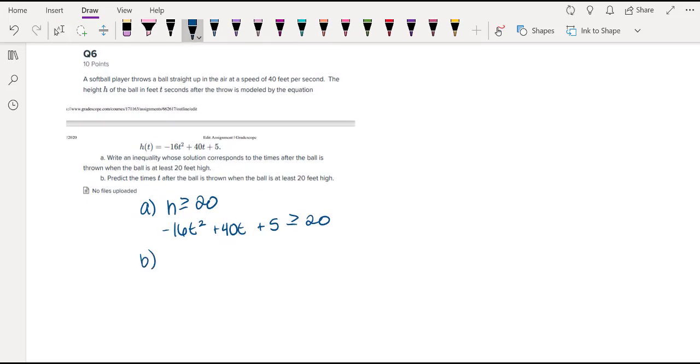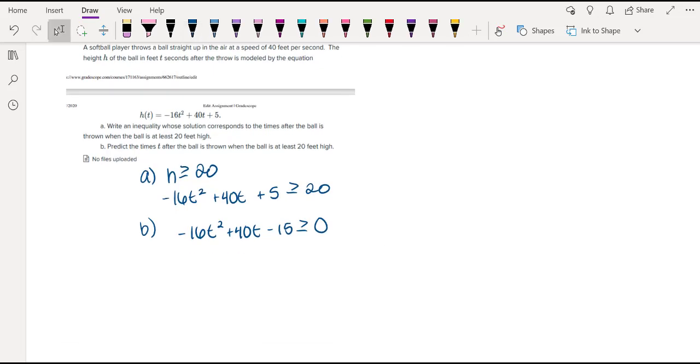Part B is asking us to predict the times after the ball is thrown when the ball is at least 20 feet high. So we want to find the values of t that make this inequality true. It looks like a quadratic to me, so I'm going to find a way that I can either factor or use the quadratic formula. But to do that, we need to make sure that there's a 0 on the other side of the inequality. So what I'm going to do is subtract 20 from both sides. So we get negative 16t squared plus 40t plus 5 minus 20, that's negative 15, greater than or equal to 0. So I want to find values of t that make that true.